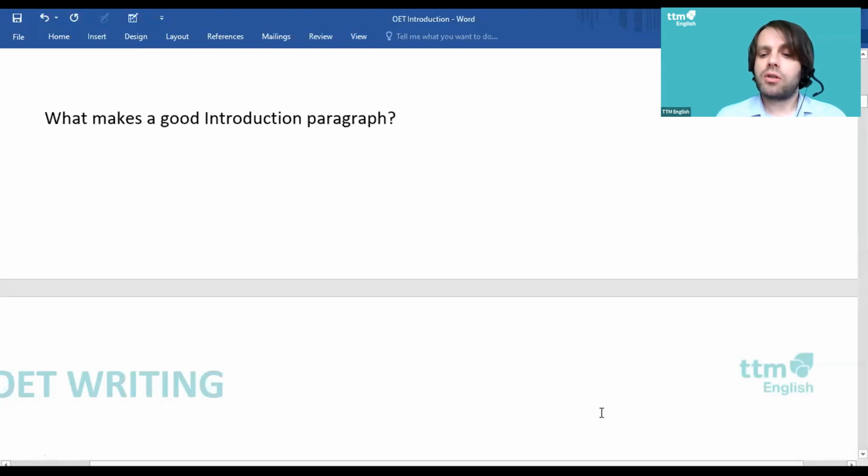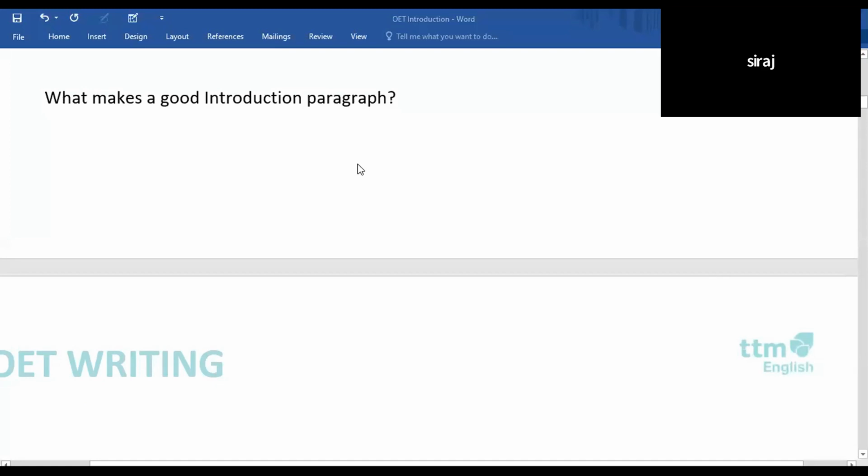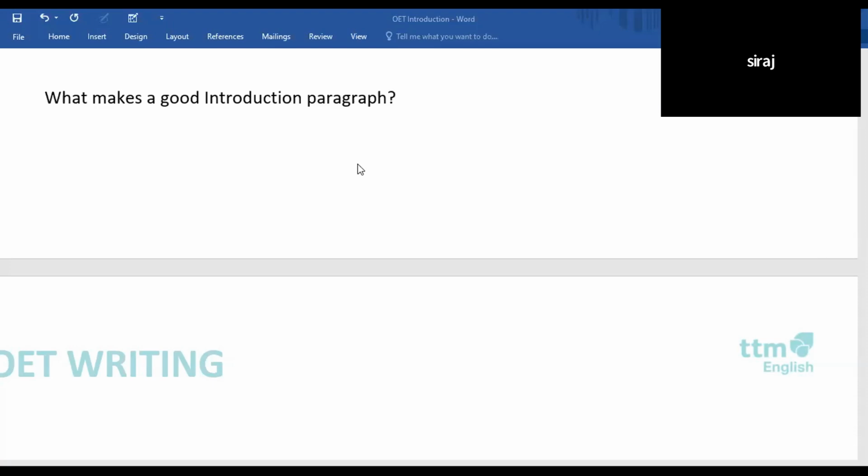What makes a good introduction paragraph? I'll just ask quickly one more person. Karen, I love that. Let me ask Siraj, because he's typed in the chat box. What makes a good introduction paragraph? What makes it good for you as an exam taker? It must be fast and informative for the reader. Informative, fast. I like that. Informative, like they get some information. Do we want lots of information? No. Specific information, yeah.